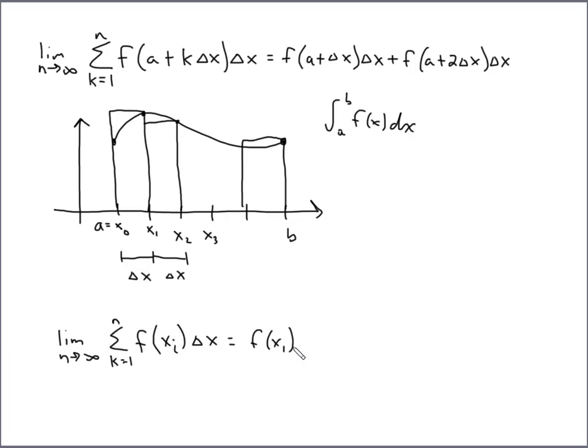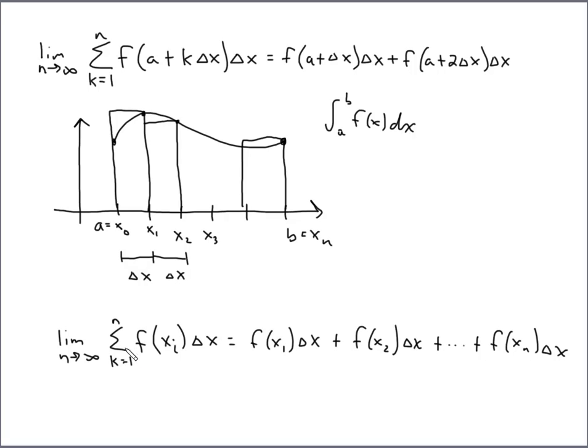If you were to write this one out longhand, you would get f of x1 times delta x plus f of x2 times delta x, and so on, until you reach the last one, which would be f of xn. You might call this last one xn. You'd get to that one, and that would give you an approximation of the area under the curve. That would be a right endpoint approximation if you started at 1.